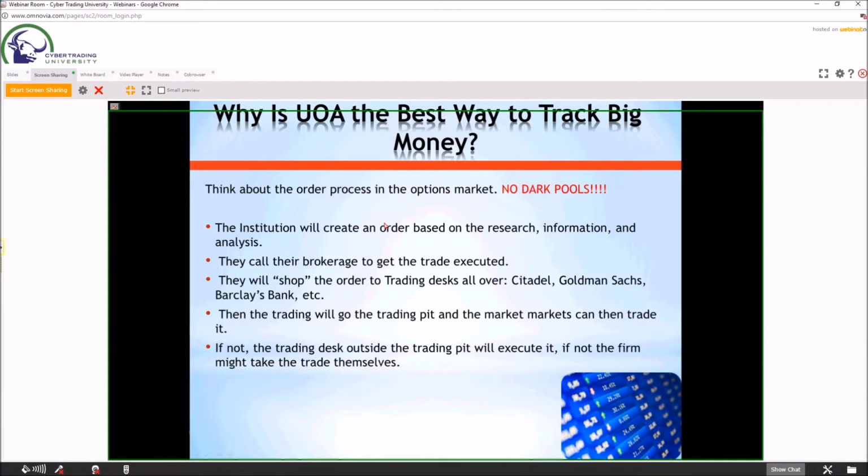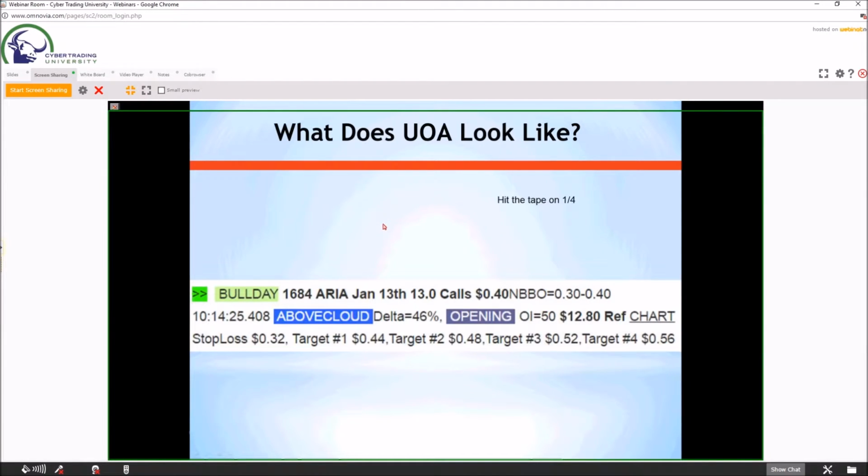So this is what unusual options activity actually looks like, and this is an order that hit the tape earlier this month. Pretty much the second day back into the new year. A trader came in and bought a big block of the Jan 13th weekly expiration ARIA 13 strike calls for 40 cents. Now, don't get too hung up on the format of what you see here.